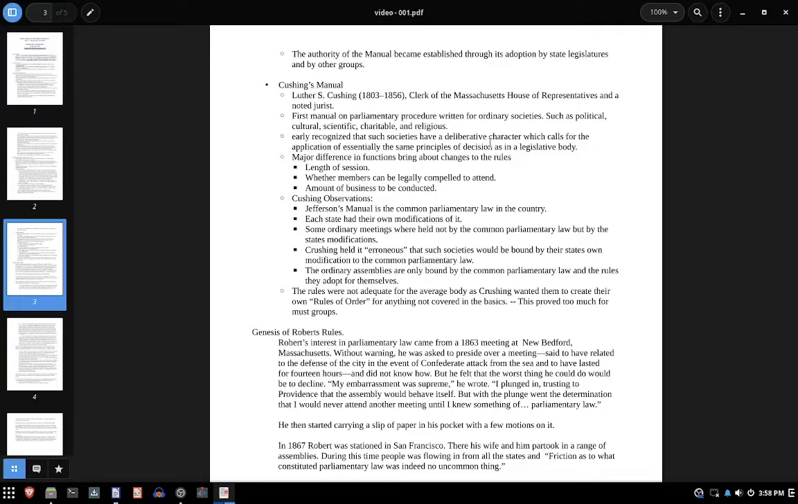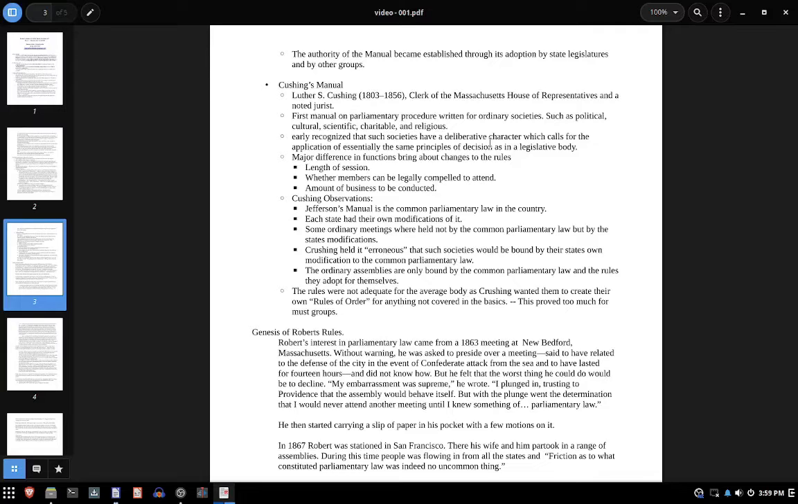Now, Cushing had a few observations. That Jefferson's manual was the common parliamentary law in the country. Each state made their own modifications of it, and some ordinary meetings were held by the common parliamentary law, but with a few modifications to it from each state. Now, Cushing thought it was an error to take the state's modifications, but instead they should just be bound by the common parliamentary law and any rules they themselves adopt.